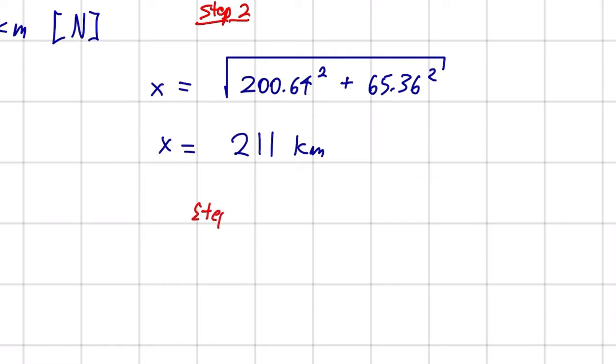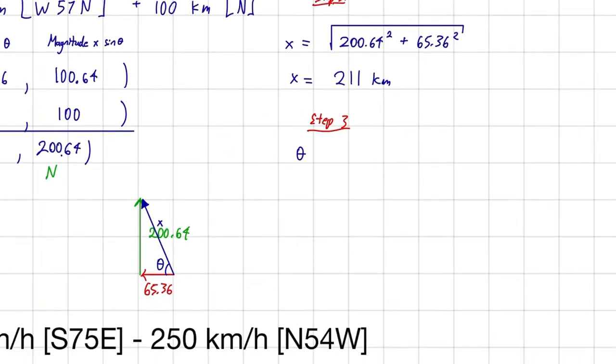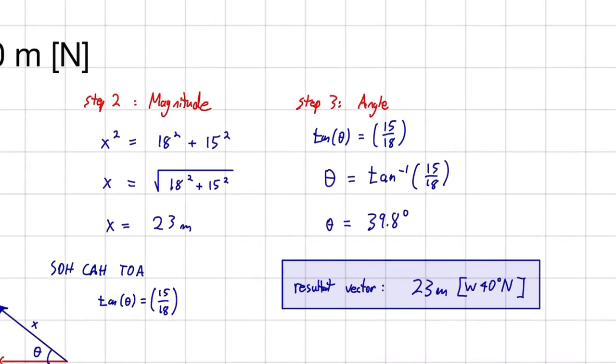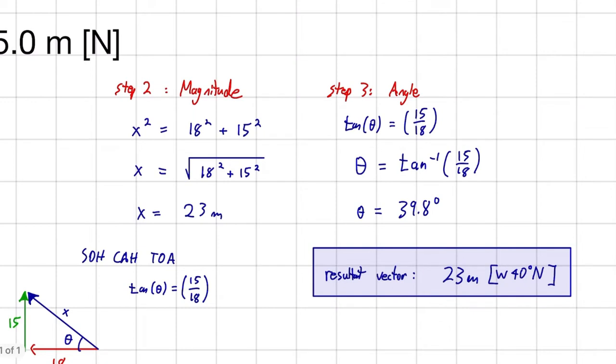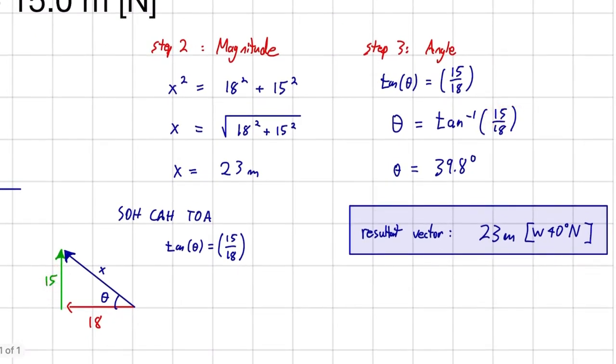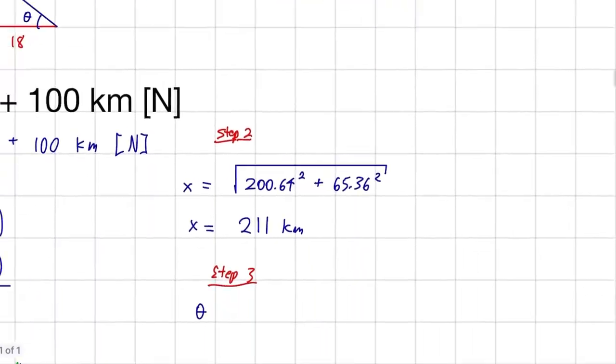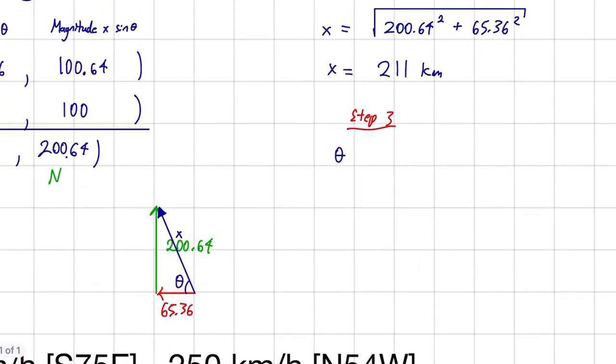And step 3 is to find the angle. So the angle, if we remember from the last example, is the inverse tan of the opposite over the adjacent. So here's our theta, our opposite, and our adjacent. So theta is equal to the tan inverse of the opposite over the adjacent.